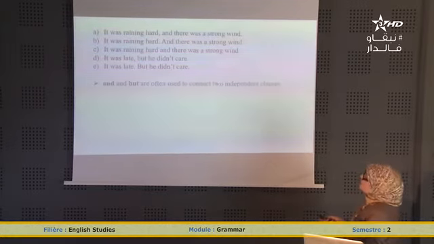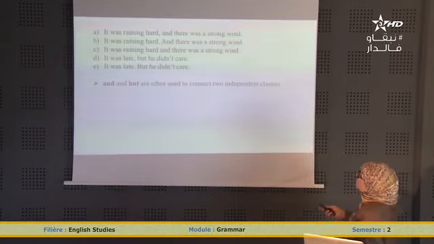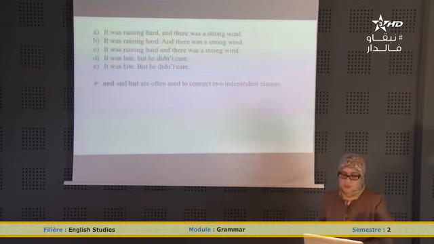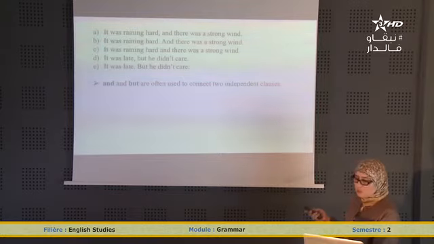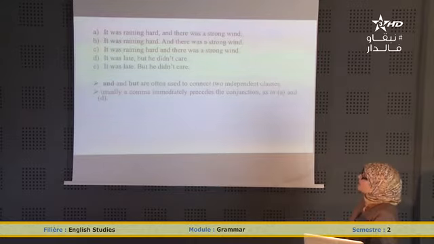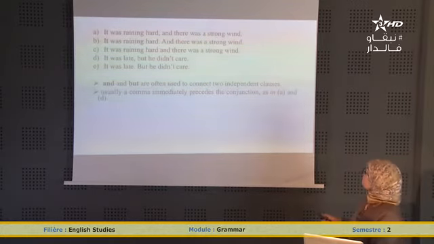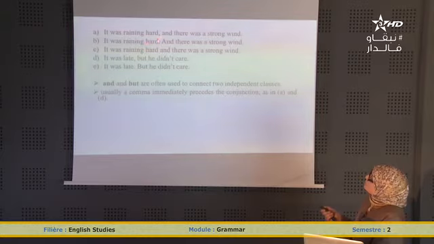So what we can say here is that "and" and "but" are often used to connect two independent clauses. They are among the most commonly used coordinating conjunctions to connect two independent clauses. Usually a comma immediately precedes the conjunction, as in A and D. This is what we said. We have a comma before the conjunction. So, a comma before the conjunction.